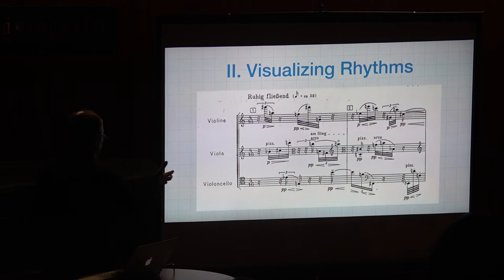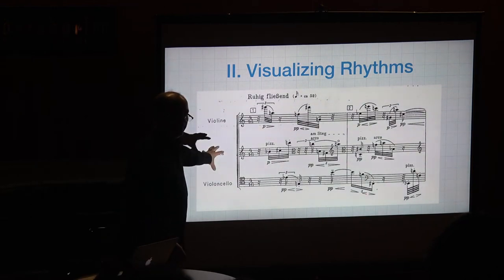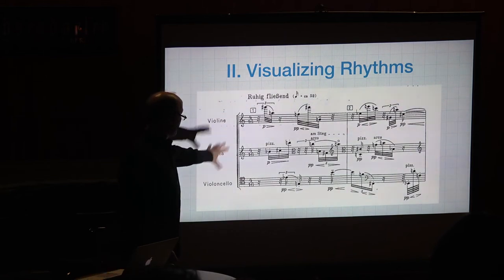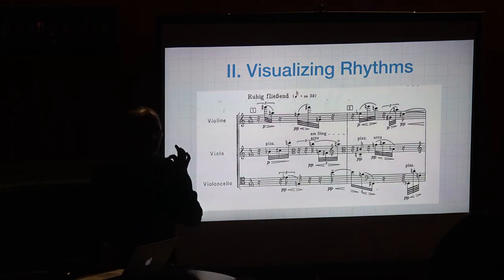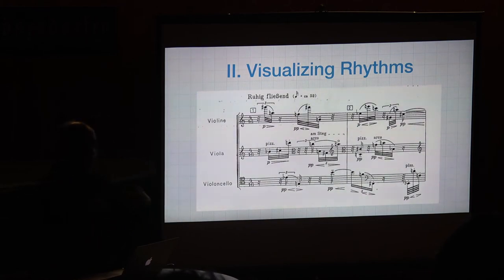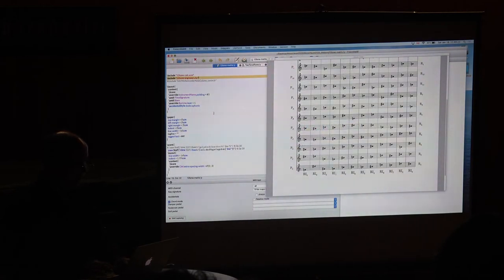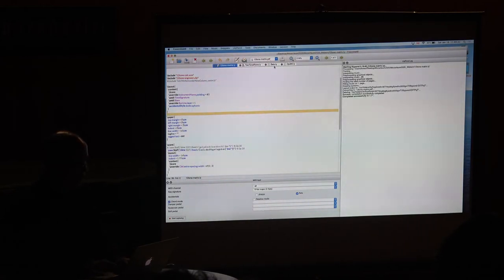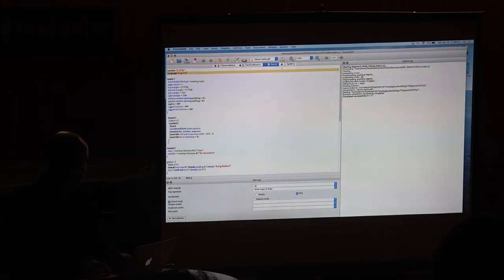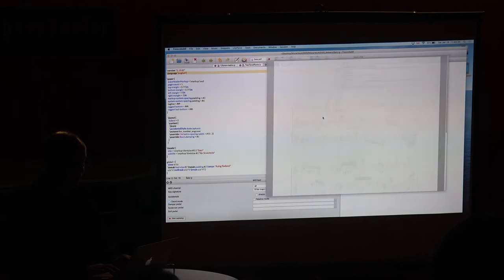When you look at something like this, this is the Sats for string trio. If I'm interested in the rhythmic content of that, I can parse it out from the score. But why would I do that when I could ask my computer to do that? I can go over to my Sats score here, and I can engrave it. There we go. It's going to engrave.